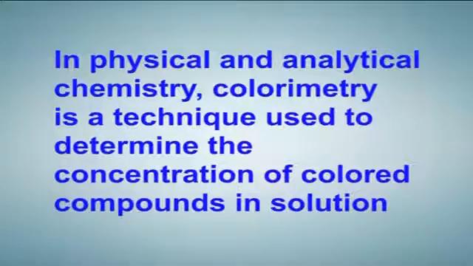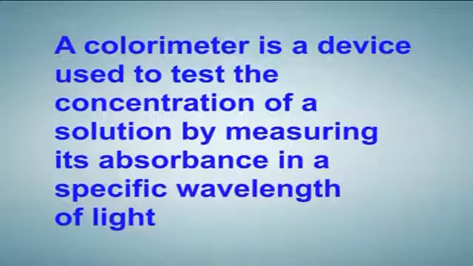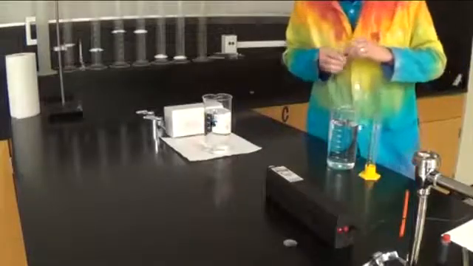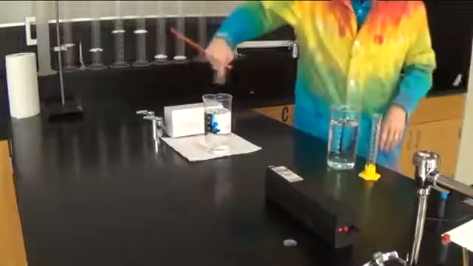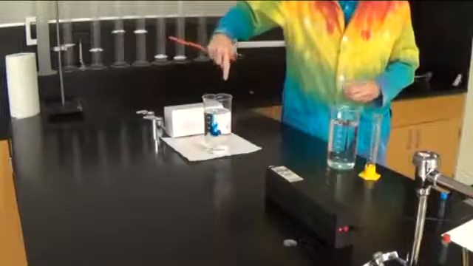Introduction. In physical and analytical chemistry, colorimetry is a technique used to determine the concentration of colored compounds in solution. A colorimeter is a device used to test the concentration of a solution by measuring its absorbance at a specific wavelength of light. To use the colorimeter, different solutions must be made, including a control or reference of known concentration.